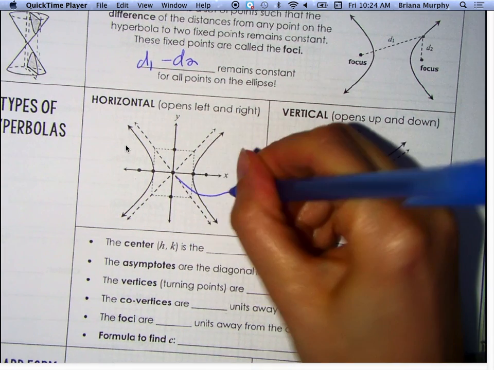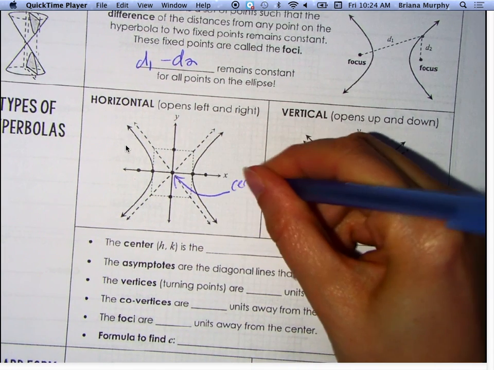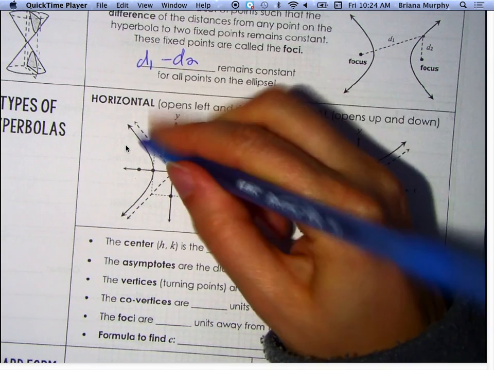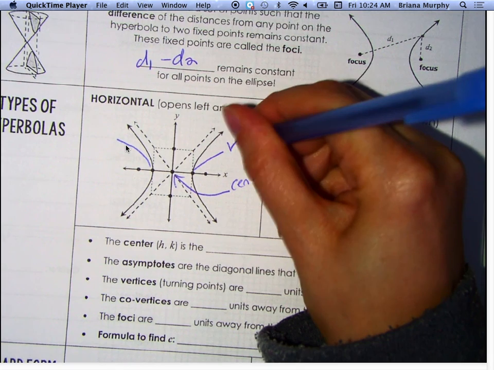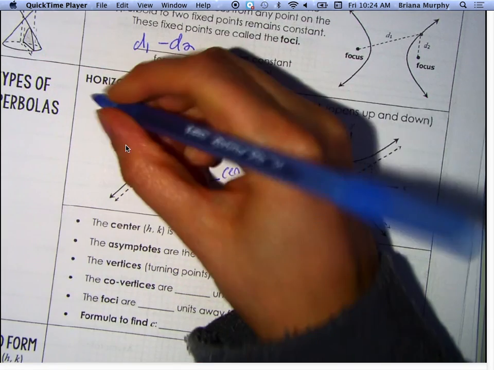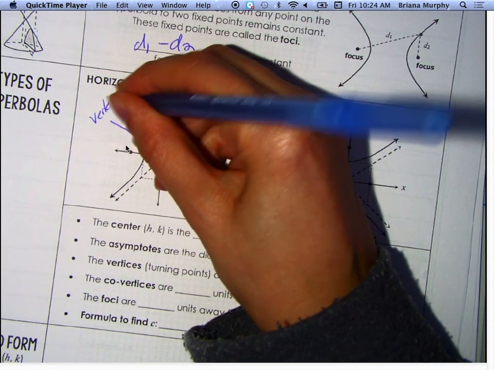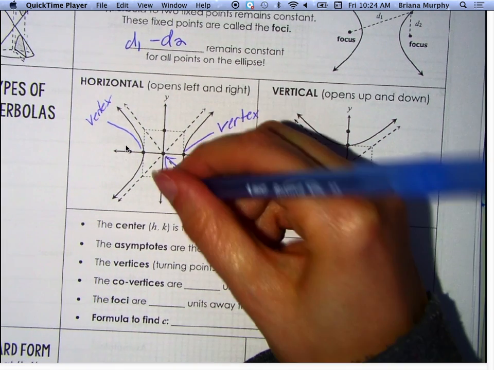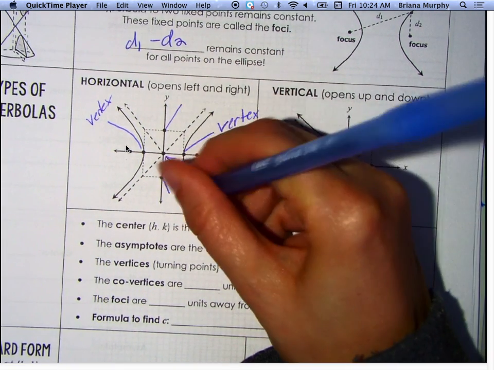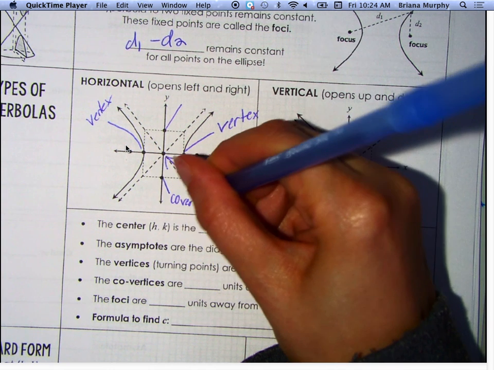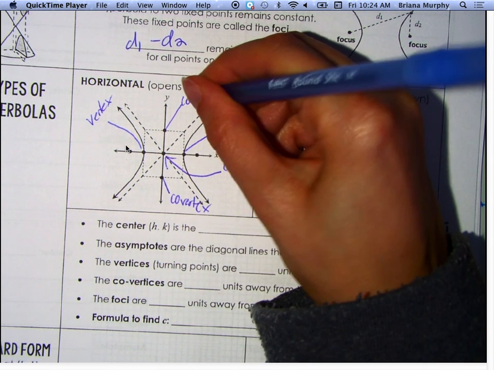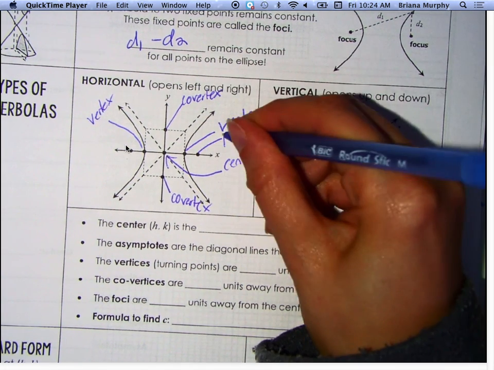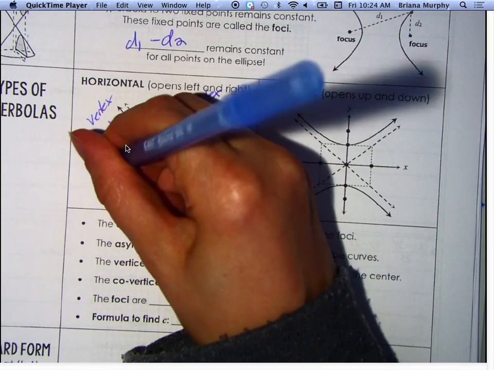This right here is the center. The vertices are what are actually on the actual graph. These are the vertices. Vertices is the correct way to say that. The co-vertex is not on the graph. The focus points, I'm just going to write F for focus point, are right here.